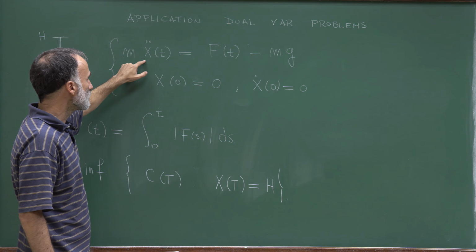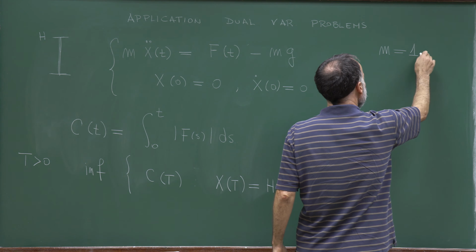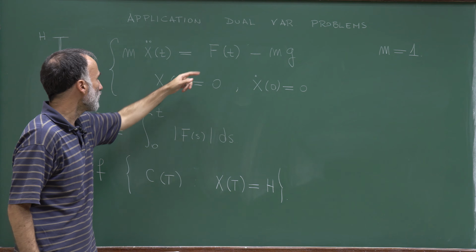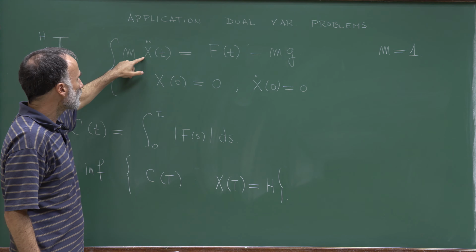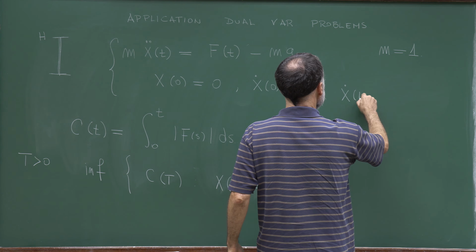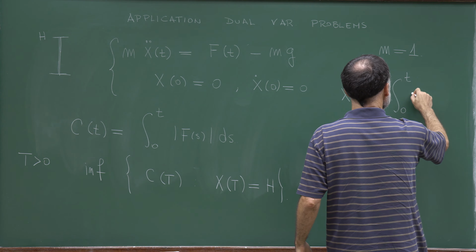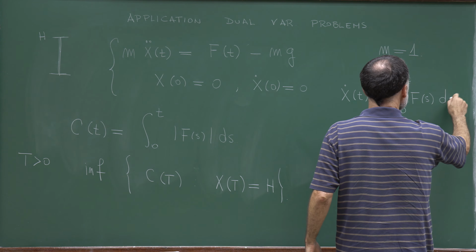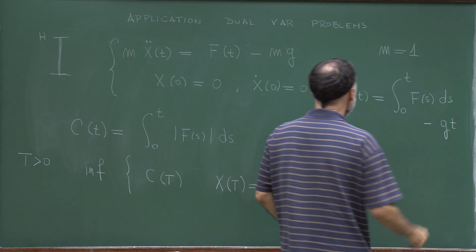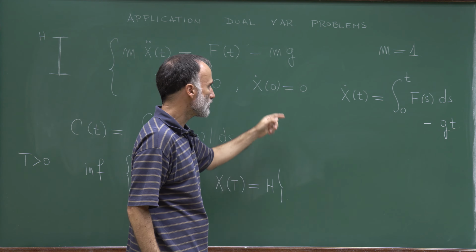Well, we have this equation. Let's assume from now on that the mass is equal to 1. And let's solve this equation to find x(t) in terms of F. If I integrate this equation once in time, what I get is that x dot of t is equal to the integral of the right-hand side. So this is the integral from 0 to t of F(s) ds minus m, which is equal to 1, times g times t.